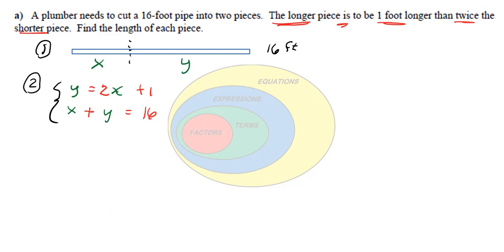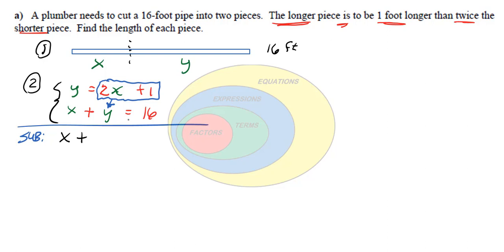So this is actually kind of nice. We can take our expression for y and substitute it into the second equation. So we can solve using substitution, and we get x plus the expression for y, which is 2x plus 1, and that's supposed to equal 16. All right, so here's our substitution.